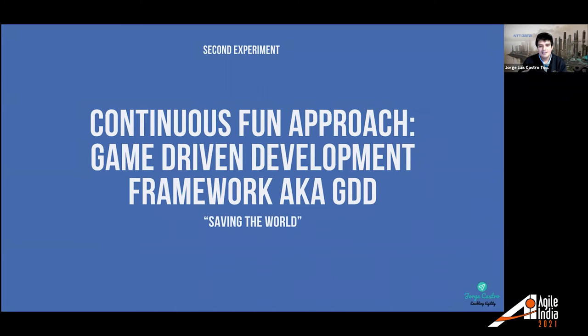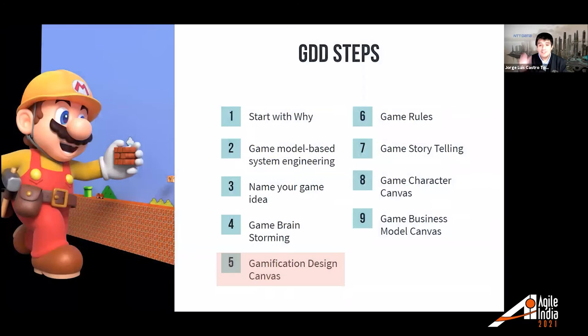So that is why we tried this second experiment, which is this framework, basically, a continuous fun approach, game-driven development framework, aka GDD, right? And also we put this name, saving the world, to try to make the world more fun for people. And yeah, that is what we did in this second experiment. Okay, so this is the framework, right?